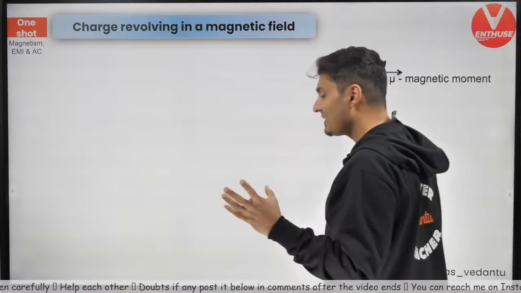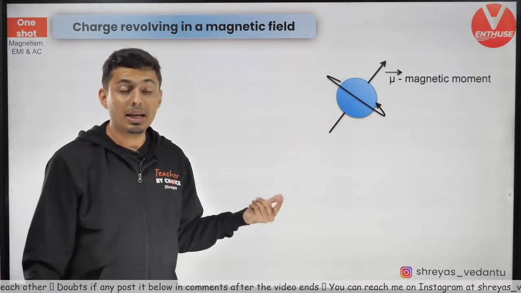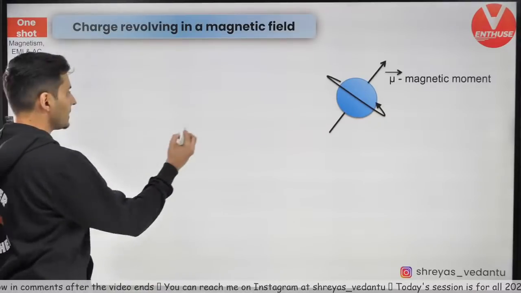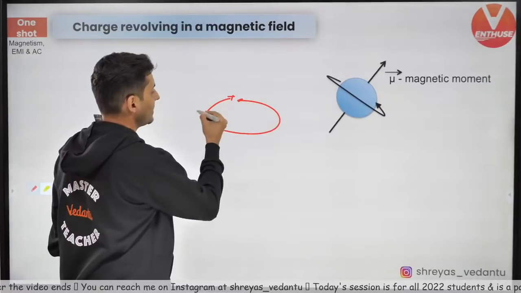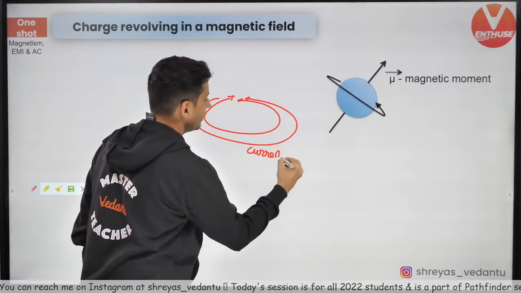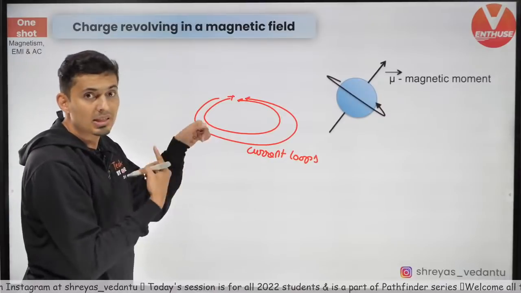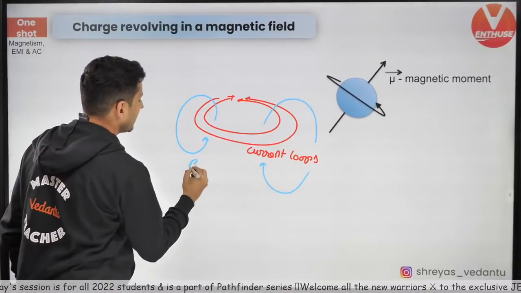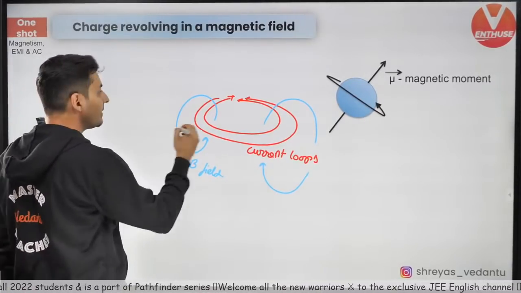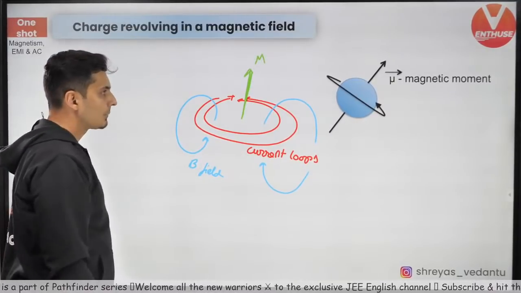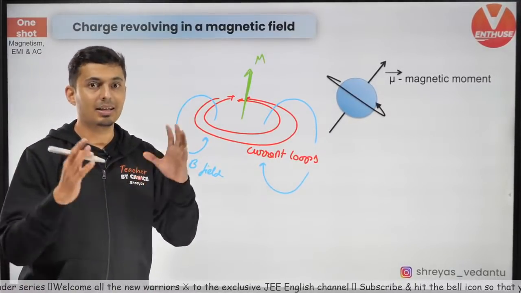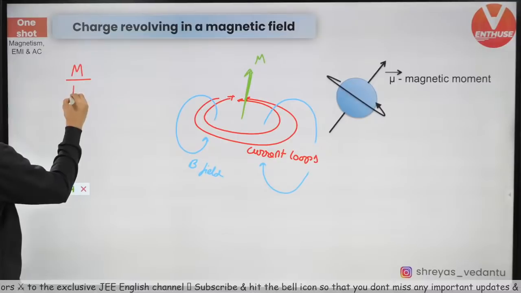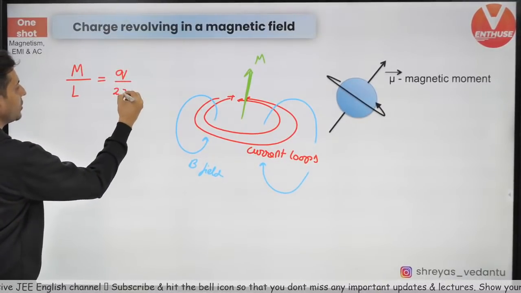So if you take a charged particle and you revolve or rotate it, then when the charges rotate in circular paths, these are like current loops. And what do current loops create? Current loops will obviously create a magnetic field around them. And the moment they create a magnetic field, obviously they will have a magnetic moment. So when you take a charged object and spin it, it produces a magnetic moment, and the formula for that is simple. Magnetic moment by angular momentum is the charge of the body by 2 times the mass.